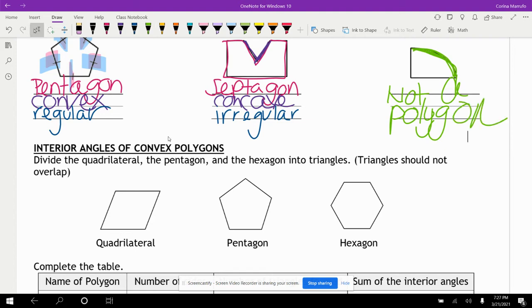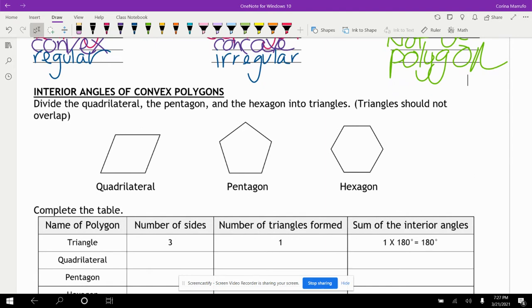All right. Interior angles of convex polygons. So divide the quadrilateral, the pentagon, and the hexagon into triangles. Triangles should not overlap. So pretty much here we have a quadrilateral. We can make a diagonal here going from this piece to this piece, and we create these two triangles as you can see.